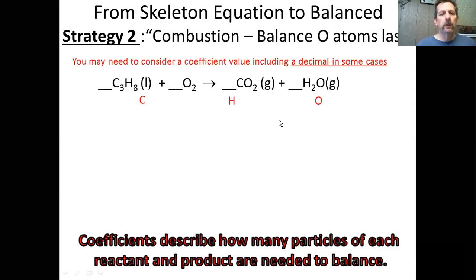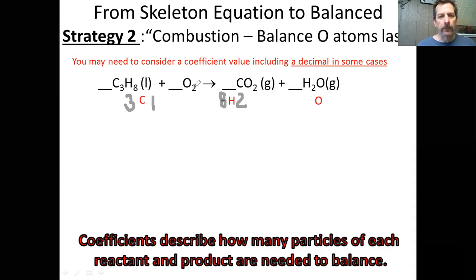So what we're going to do is we're going to apply our numerical amounts. Carbon on the left side, there are 3. On the right side, however, there's only 1. So our inventory says carbon's not balanced. Hydrogen on the left side, there are 8. Over here on our right side, there are only 2. We know hydrogen's not balanced.